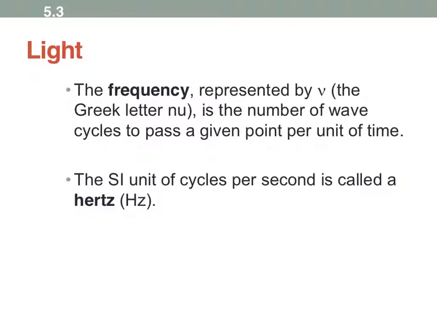Another function that ties in with waves is frequency. This, for some reason, is represented by a v, and that's the Greek letter nu. That is the number of wave cycles that pass a given point. You can have high frequency, you can have low frequency, and we're going to talk about that. But hertz is the measurement that it's in. Hertz is just how many cycles of that wave pass per second. Whenever you see frequency, the measurement is going to be hertz.